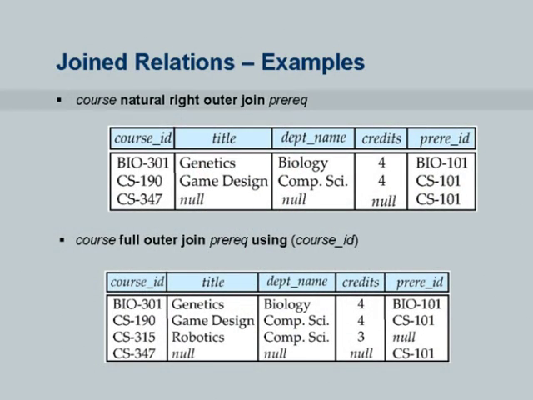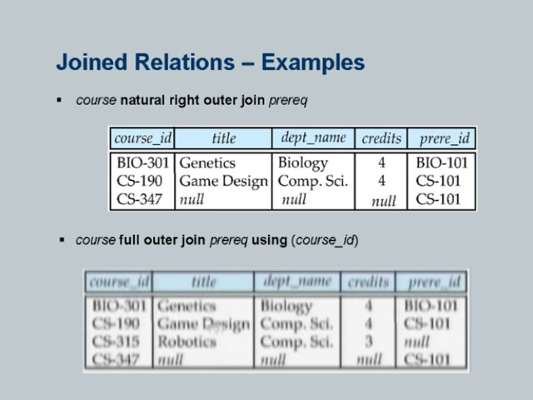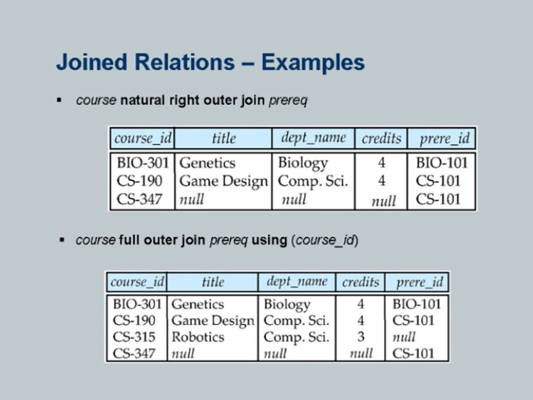So we have here course natural right outer join prereq, which we have seen already. And then the next one is course right outer join prereq using course ID. Now, what is the difference here? This, if you notice, has 4 rows. Here we are doing course full outer join prereq using course ID. In this case, course ID is the only common attribute, so it is really equivalent to the natural join. But when there are repeated attributes which are not included in the using clause, it is not quite the same. Okay, so we are basically done with the join types.